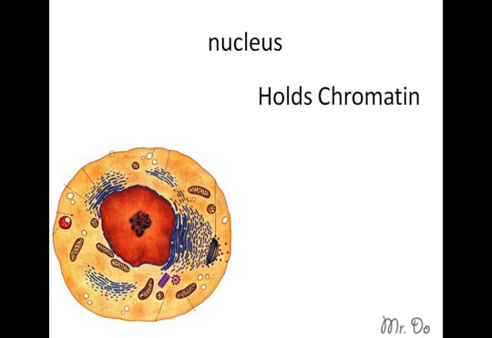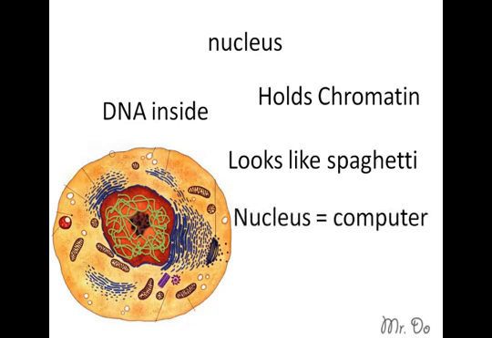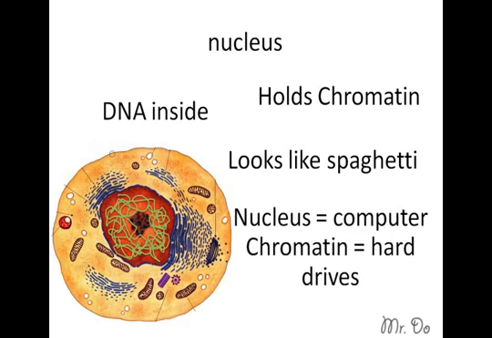The nucleus holds information, we know that. What is the information inside the nucleus? It's called chromatin, and it's kind of like squiggly, spaghetti-like. It holds DNA inside of it. So those are chromatin. Inside the chromatin is DNA. So if you were to think that the nucleus is like a computer, then the chromatin are the hard drives, and the DNA is equivalent to the files inside the hard drive.